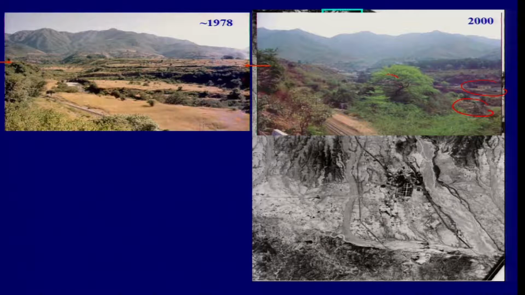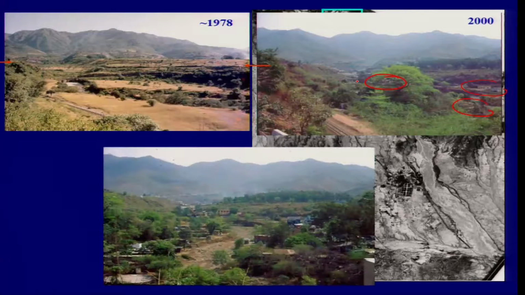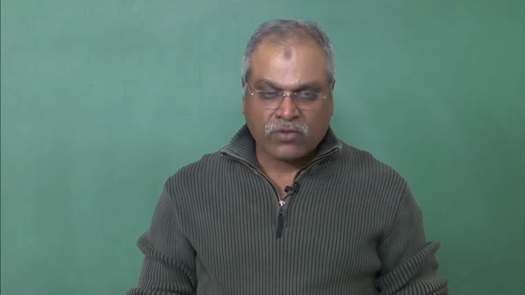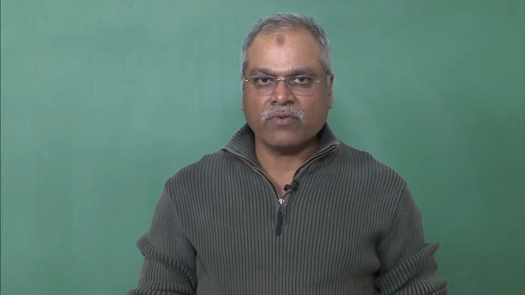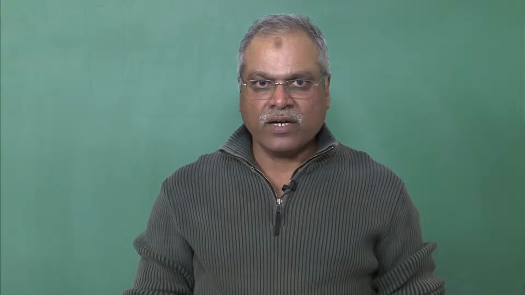Another photograph I will show: same hilltop, same hilltop here. But you see in the river beds a lot of construction has come up, and this is hardly 20 to 30 years. So this is what we call improper construction, without understanding what will happen if you have cloudbursts or flooding in this region.